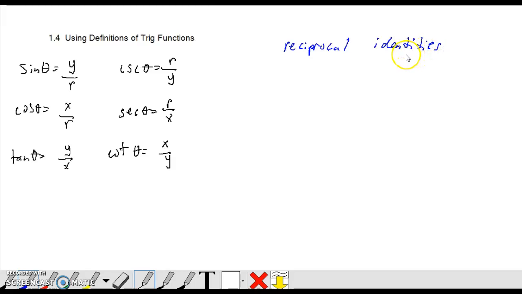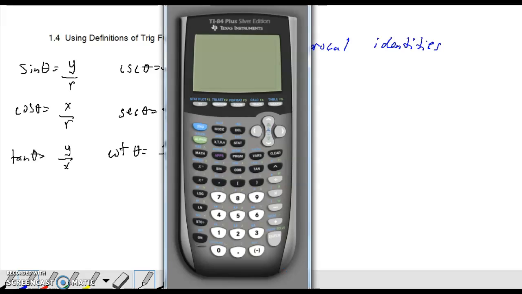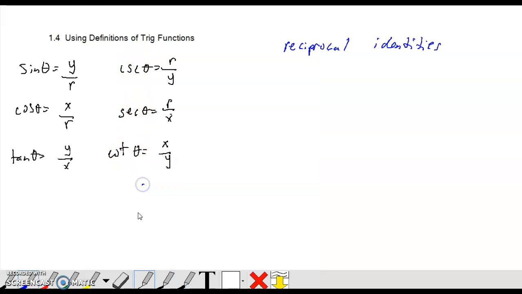This also helps us with our calculator, because if you notice, we only have sine, cosine, tangent. So how can I figure out what cosecant, secant, and cotangent are if I don't have those buttons on my calculator? So we want to figure out some identities. One of the first ones is sine of theta, which is the same thing as 1 over the cosecant of theta. I'll prove one of these out for us. That being said, cosecant of theta is the same thing as 1 over sine of theta.